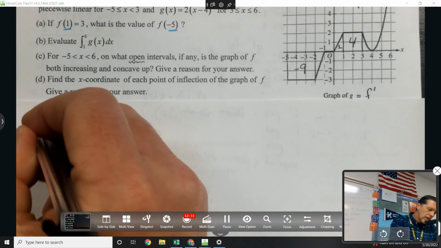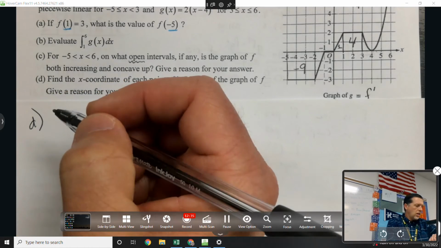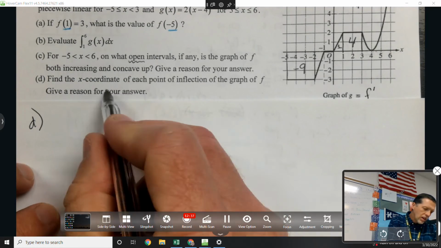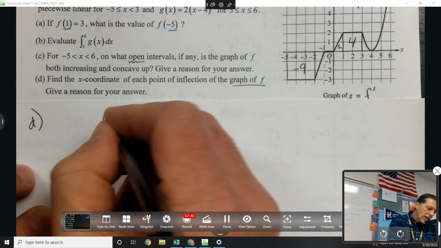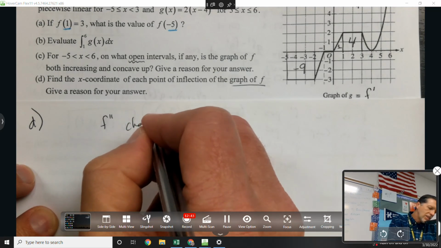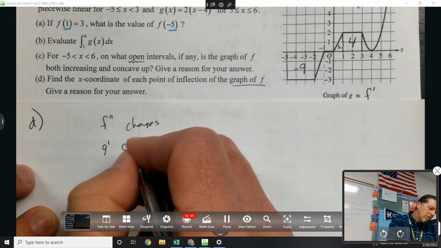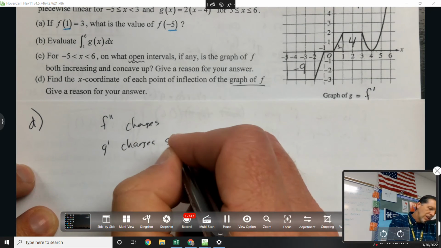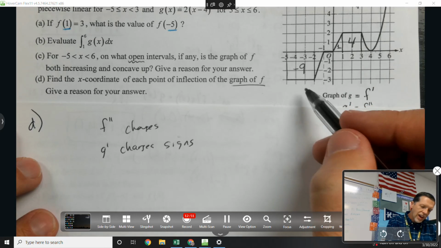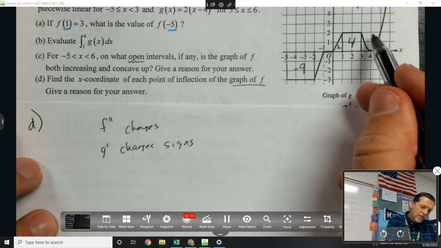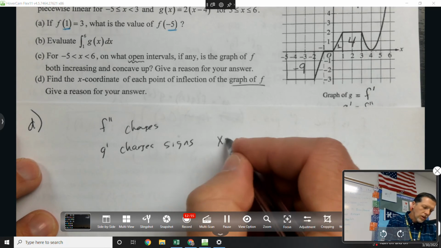Part D. And the bell should be ringing right now. Point of inflection for the graph of f. So that means f double prime changes signs. That means g prime changes signs. So the slope of g changes signs at x equals 4.